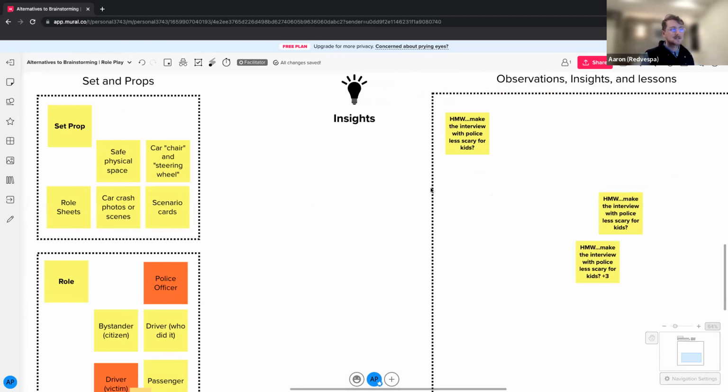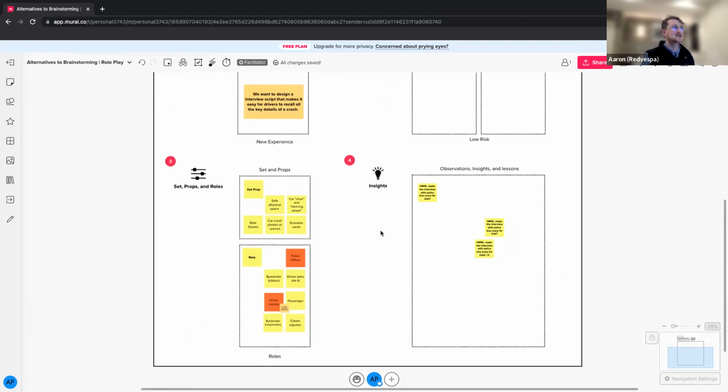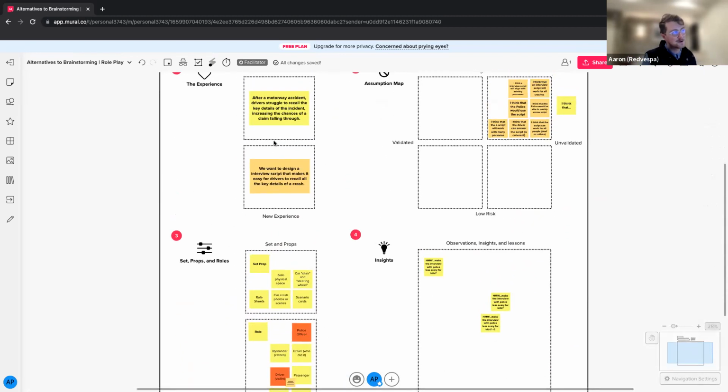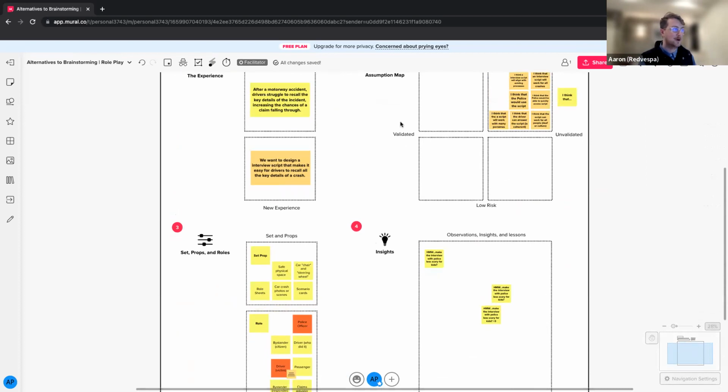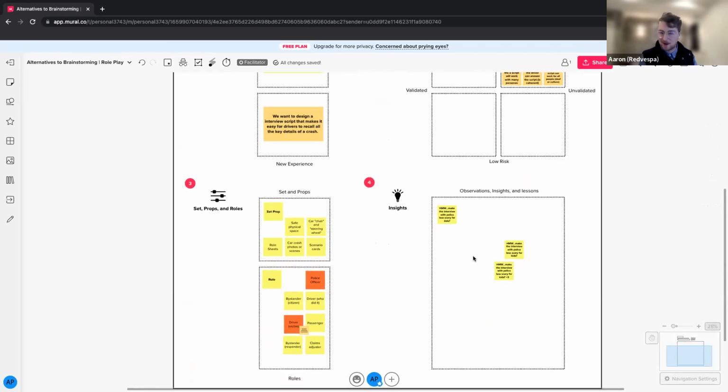So you can kind of see over time, as you adjust the experience and the risks and the props, you can then pick out more insights that can form that ideation stage of where you want to go from here. So that's kind of it in a nutshell, I suppose, in terms of those 2 different tools.